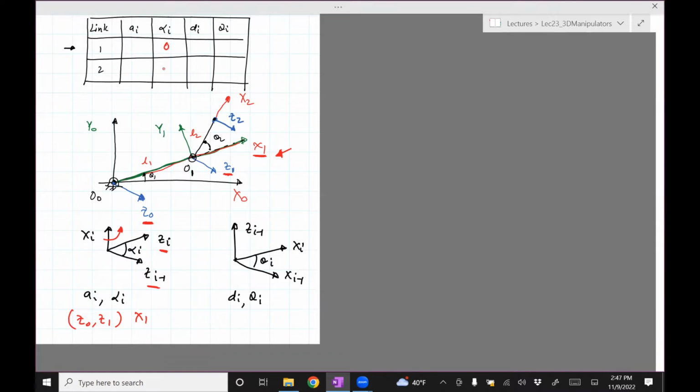Okay, next is the a_i, which is the distance between Z0 and Z1 along X1. So along this axis, we need to compute the distance between these Z0 and Z1. You can see that it's L1. So that would be L1.